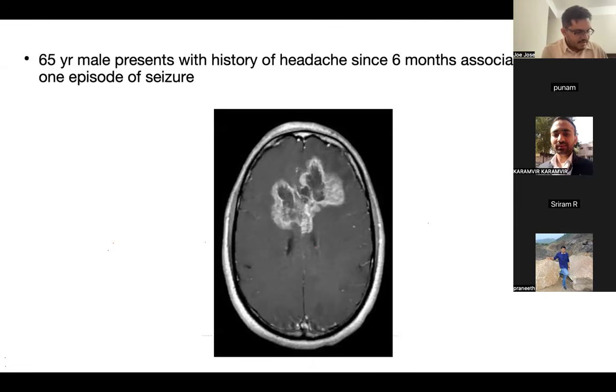A 65-year-old male with headache for 6 months. There is an MRI, a T1 contrast image, showing a hyperintense lesion in the frontal lobe, which is crossing the midline and extending into the contralateral hemisphere. Probable diagnosis is a high grade glioma, possibly glioblastoma.